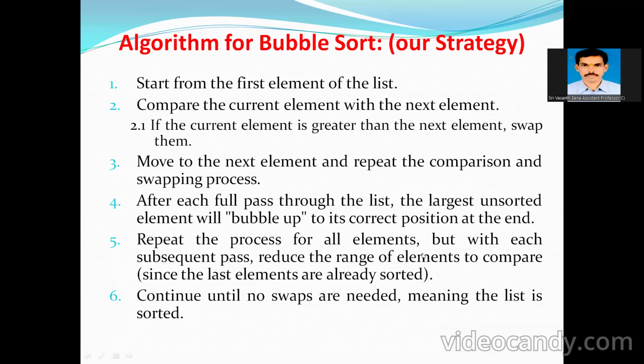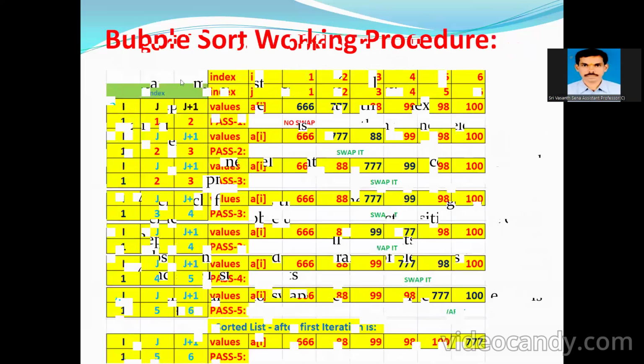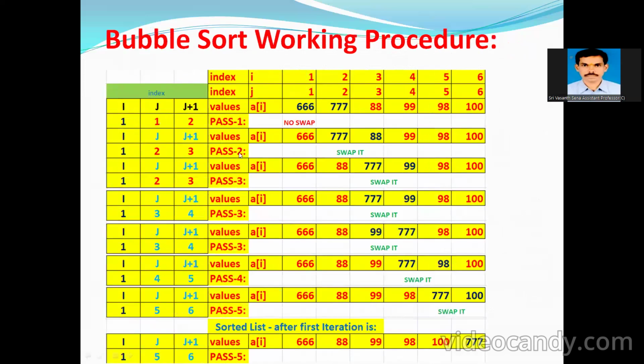Suppose after the first iteration, one element, the biggest element, goes to the last position. From the second iteration, you need to ignore that element. So after the second iteration, two elements go to the last positions. The two biggest elements go to the last positions, and you ignore those two elements from the next pass. Continue until no swaps are needed, meaning the list is sorted. So this is the internal working procedure of bubble sort.